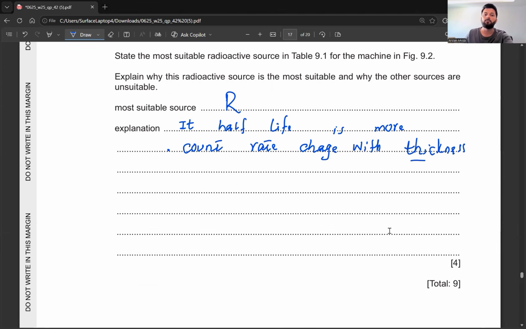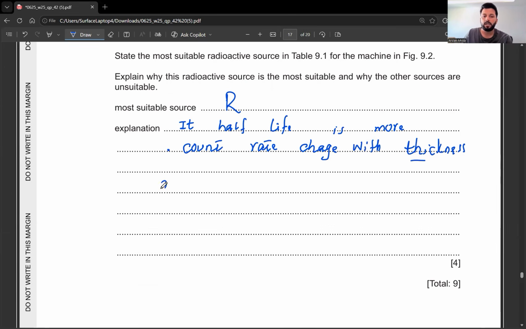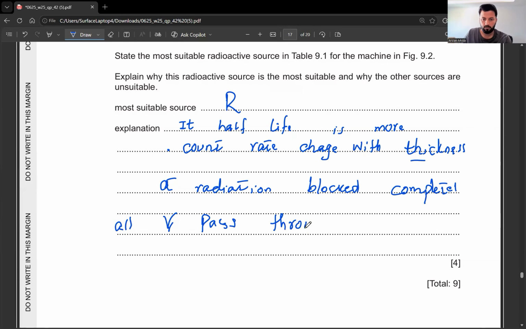And gamma radiation and alpha radiation we cannot use. Why? Because alpha radiations will be stopped completely, blocked completely, and gamma radiation passes through. I'm writing all gamma radiations pass through the sheet. So I'm just writing the reasons why I choose R. So only the beta particles can be used.